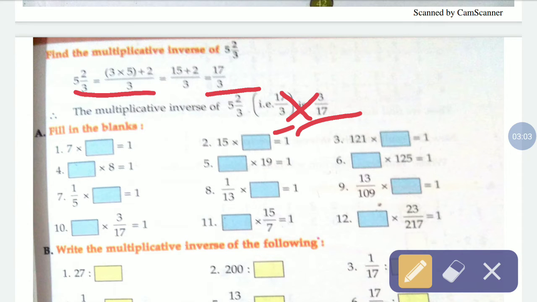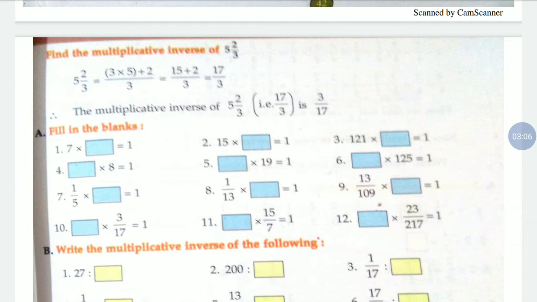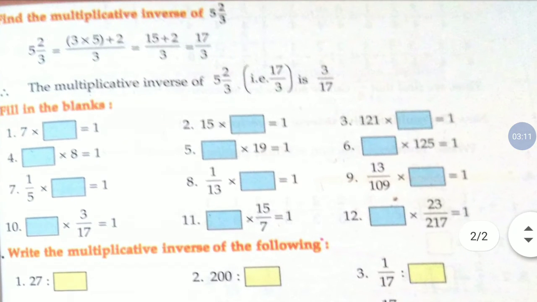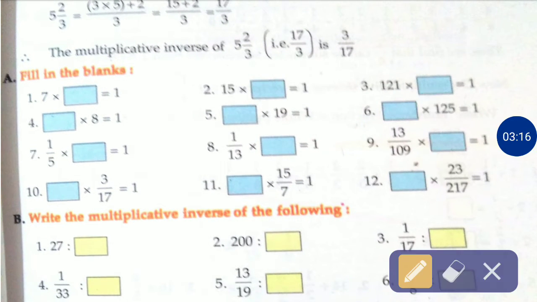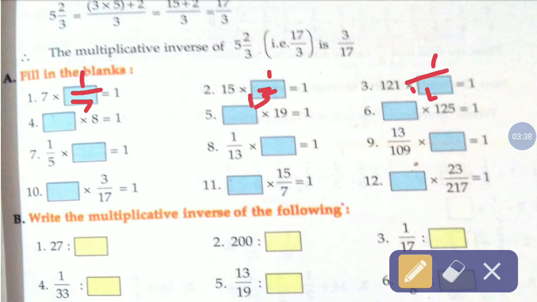So now fill in the blanks. The first question is 7 multiplied by dash is equal to 1. Definitely if we put the multiplicative inverse here, then it will be 1. 15 multiplied by dash is equal to 1: 1 upon 15. Then 121 multiplied by dash, so here also 1 upon 121.